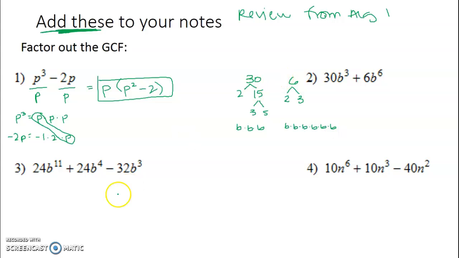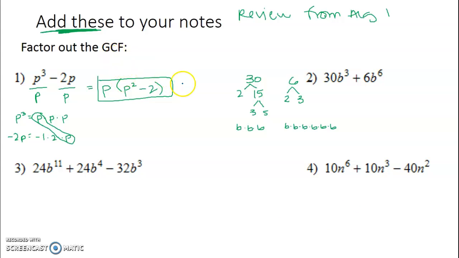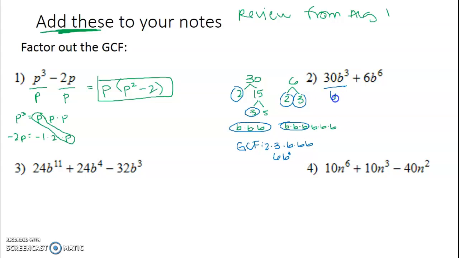As I am looking for the greatest common factor, they both have a 2 in them, they both have a 3 in them, and they both have 3 b's. So my GCF is 2 times 3 times those 3 b's, which is 6b cubed. So that is what I'm going to divide each of these by.